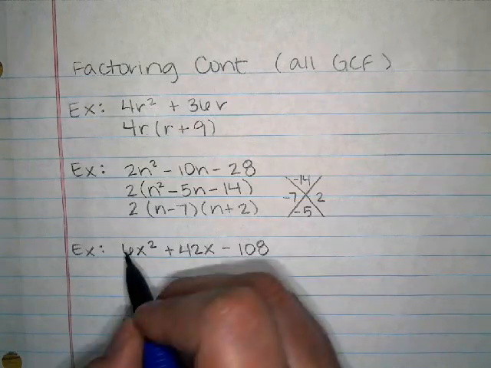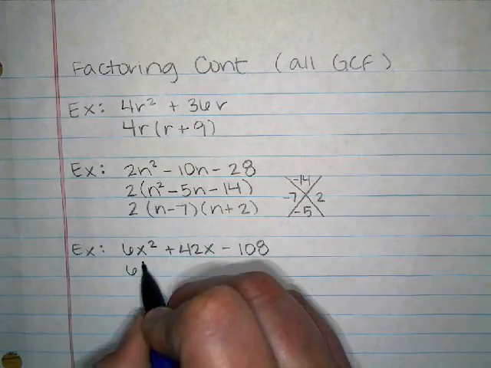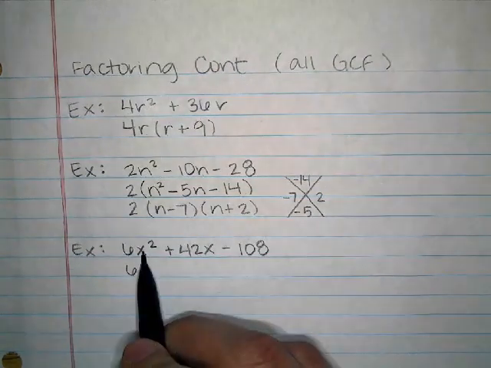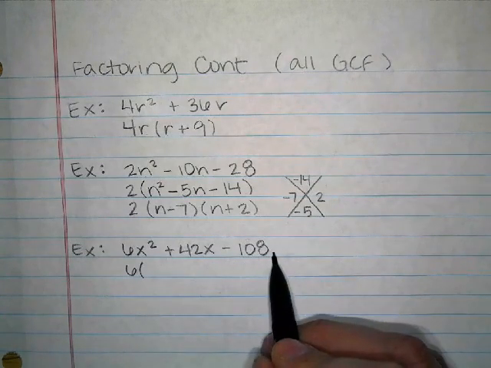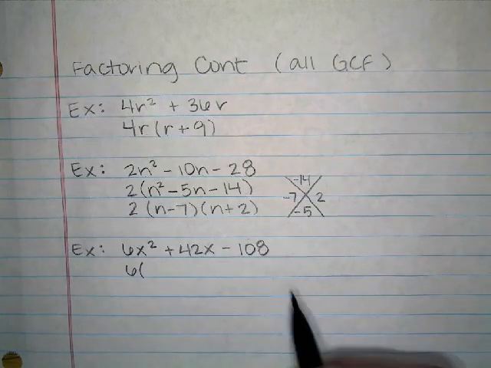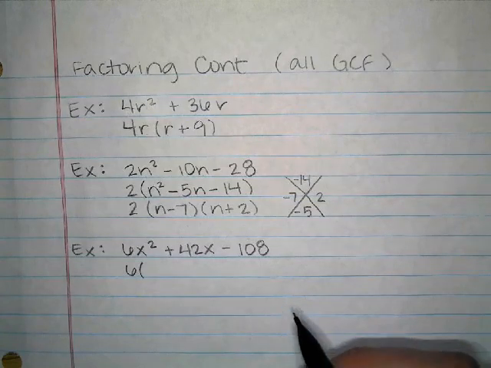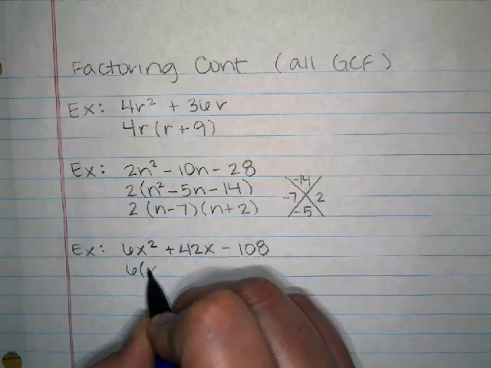So I'm going to go ahead and take out the GCF of 6. And there's an x squared and an x, but no x over here. So that means that the variable is not a GCF. And so when I take out that 6, that leaves me with x squared.